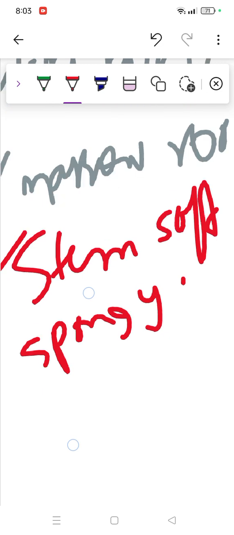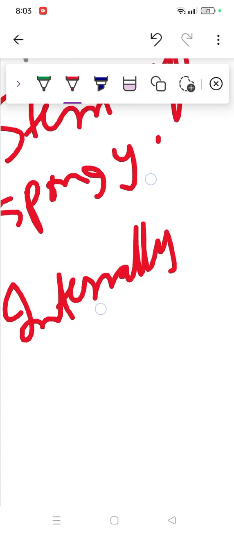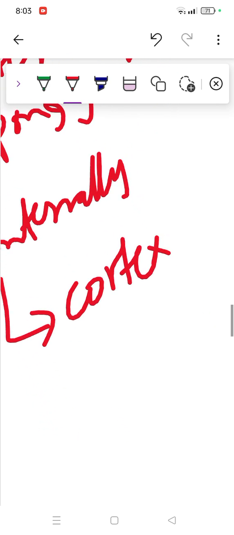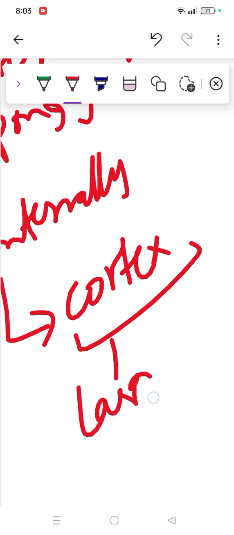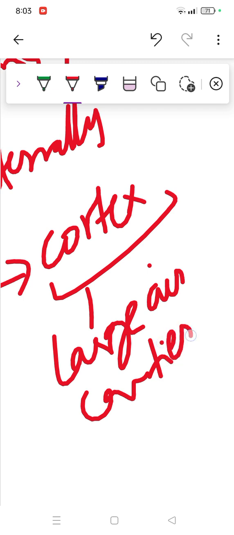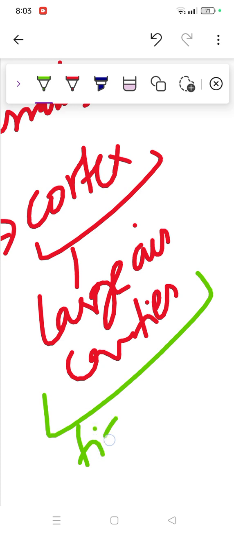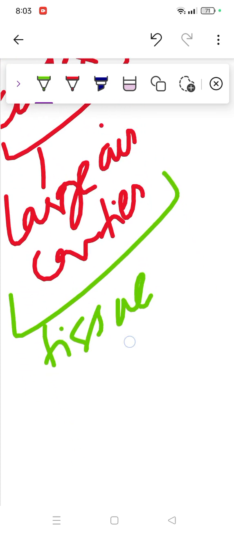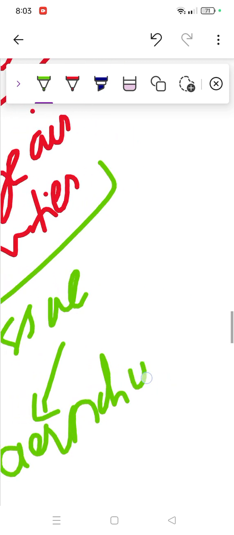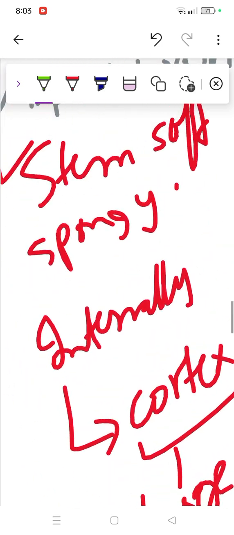Internally they have a cortex-like structure, the cortex which contains large air cavities, and these air cavities are a kind of tissue. These are mainly called parenchyma. So I'm sure it's clear to you.